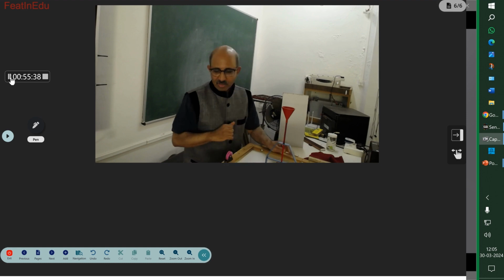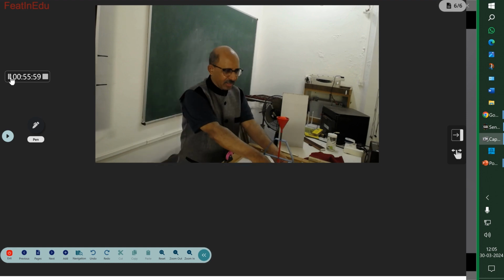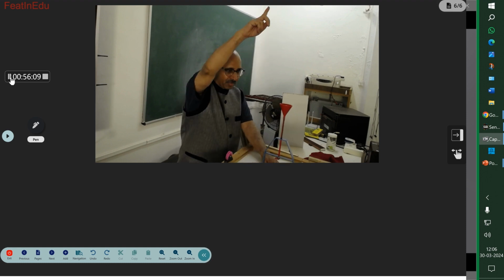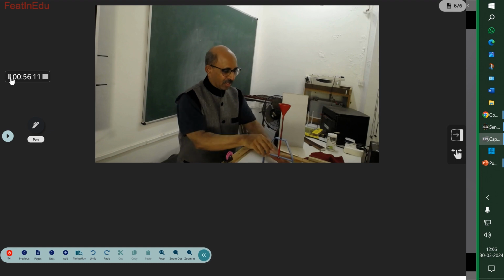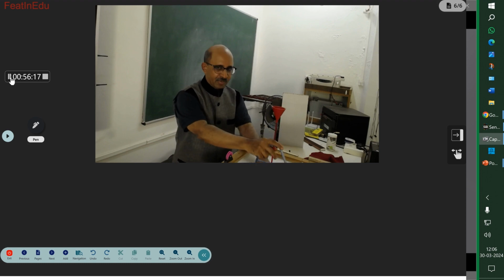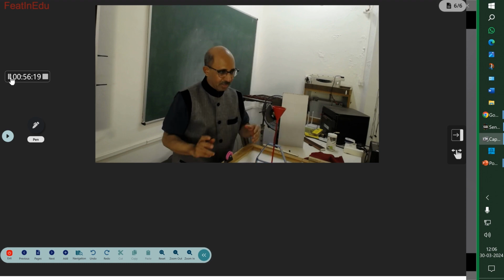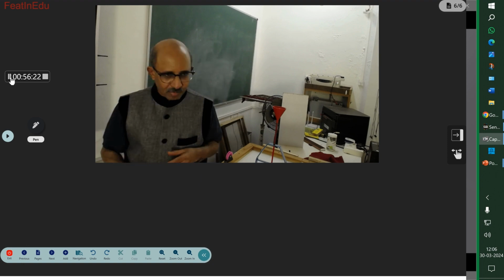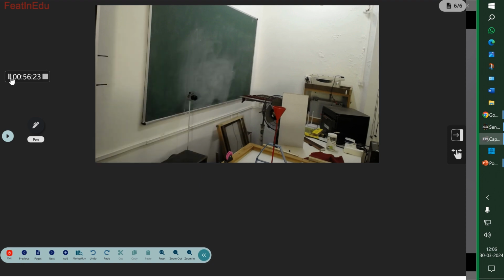Now you have to explain this. Once again, I am going to release this. One, two, three. So you saw the ball went up and came down. Of course, this is not perfectly vertical, that is why it went in a parabolic shape. If I had kept it perfectly vertical, it would have gone straight up and come straight down. Understood?